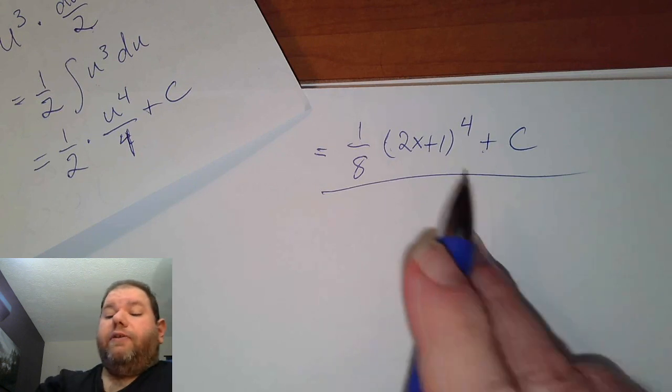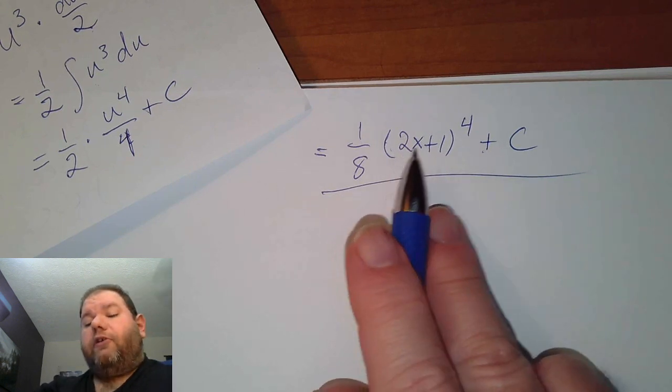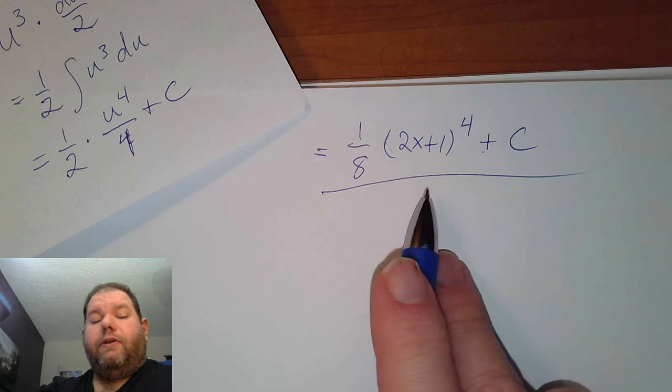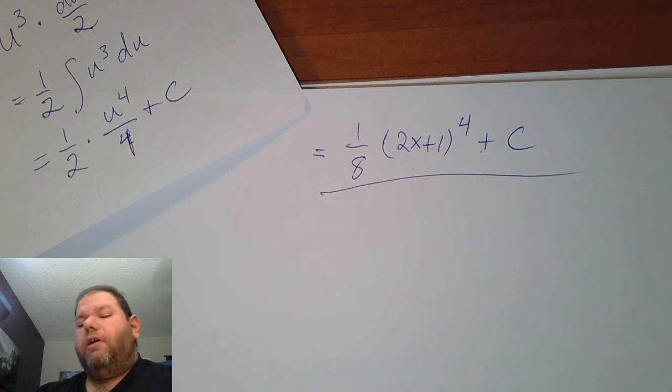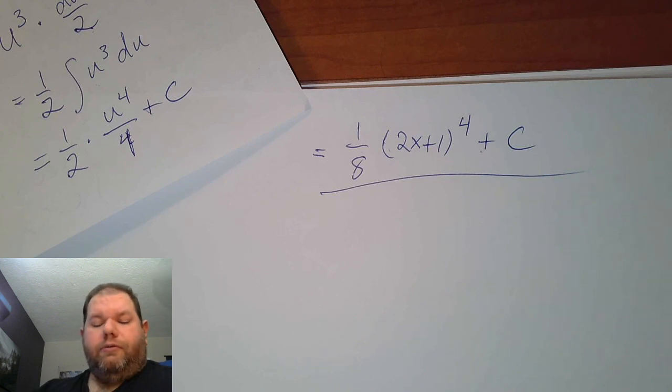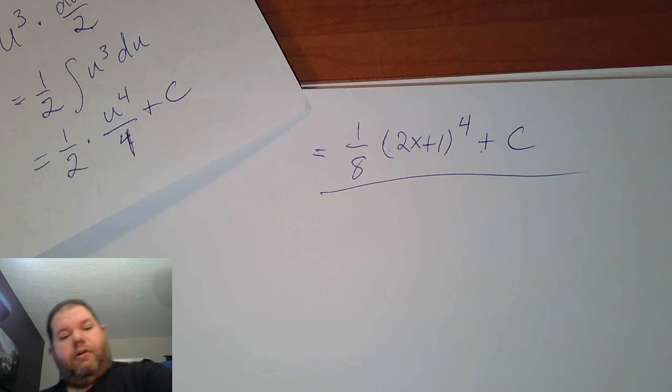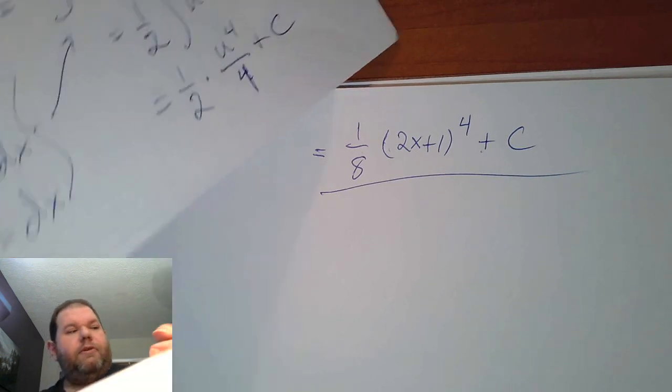Now, we could write this as a single fraction if we want, 2x plus 1 to the fourth all over 8, or we can write the 1/8 as a separate fraction multiplying in front. I'm pretty flexible as far as what that's going to end up being, so don't worry about that too much. So that's one form of substitution that we see.